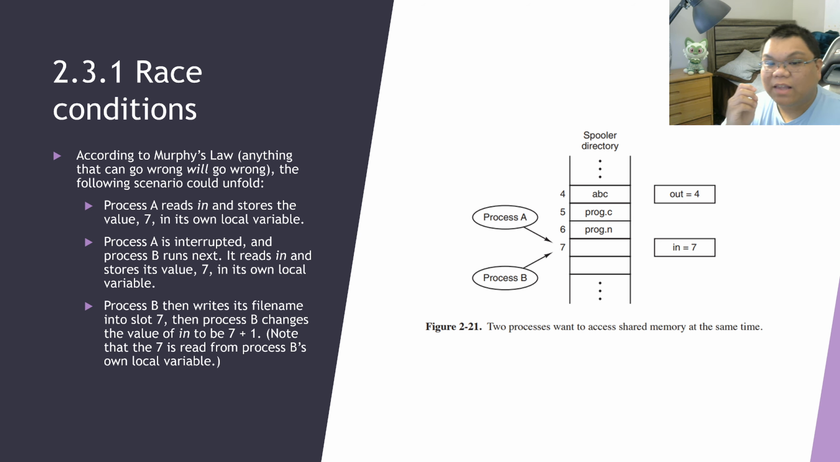So you would think that process A is never going to have a file. You would think that process A got interrupted, so it's process A that is unable to print its file. However, that's not the case, because race conditions are a little bit weird. Process A got interrupted while trying to write its file name into slot 7. Process B writes its file name into slot 7. And then process B changes the value of in to be 7 plus 1.